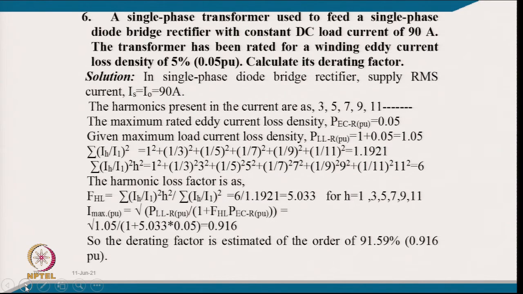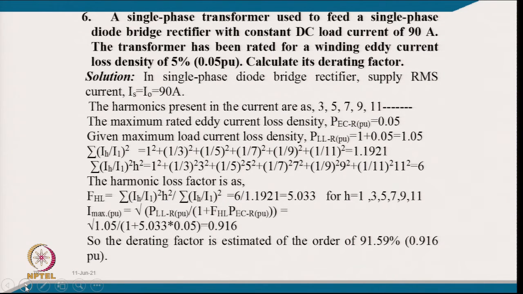the supply current will be, if 90 ampere is the constant current at the diode rectifier output, I mean this condition can be only when you have very high inductance in a single phase diode rectifier. So, you will have a square wave in the supply current. So, harmonics present in the current are the third, fifth, all the odd harmonics like third, fifth, 7, 9, other than the fundamental, I mean this will be all odd harmonics, 11 and so on.